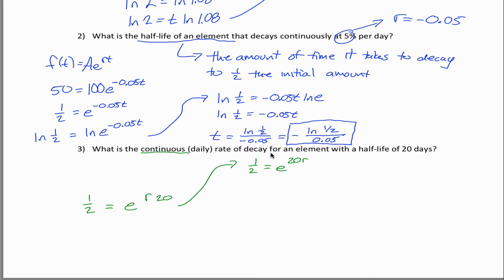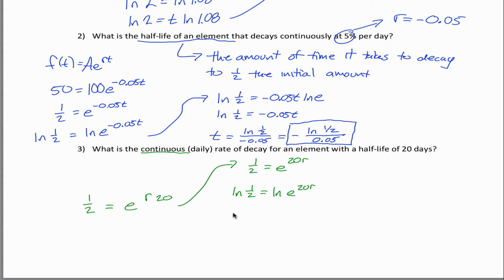Up here we had to solve for t. Down here we're solving for r, but it's the exact same thing. Right? We have 1/2 equals e to some power. Just like I did here, we've got to get that power out of the exponent and then isolate the variable. So we take the natural log of both sides. Natural log of 1/2 equals the natural log of e raised to the 20r power.